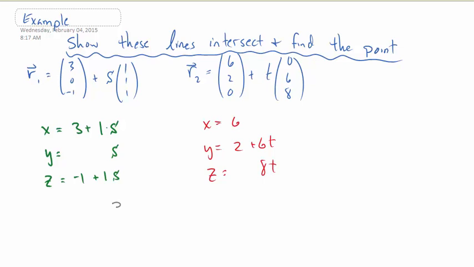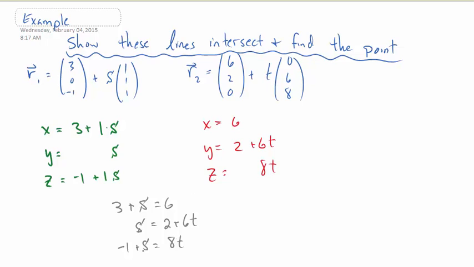So we can write 3 plus s equals 6. That's my x equation. s equals 2 plus 6t. And negative 1 plus s is equal to 8t. And what's going to happen here is we're going to take two equations and we're going to solve those two equations for the two parameters. And then we're going to make sure that they work in the third one.